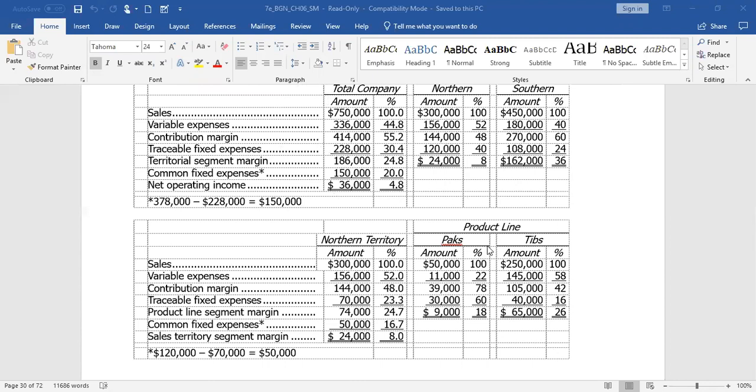Now, in the product lines, they gave us the variable expense percentages. So you could calculate them, but they're given. Okay, so that is how you complete that part of the problem. Now look at the statement you have prepared, showing the total company segmented by sales territory. What insights revealed by the statement should be brought to the attention of management?